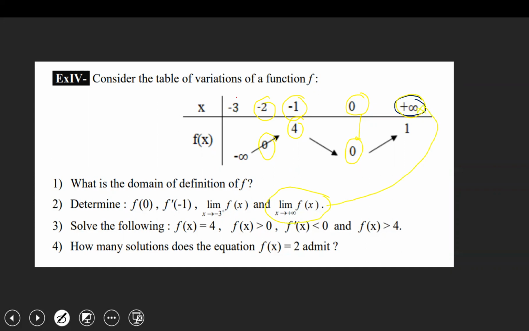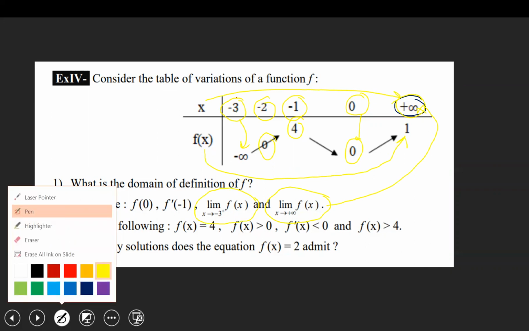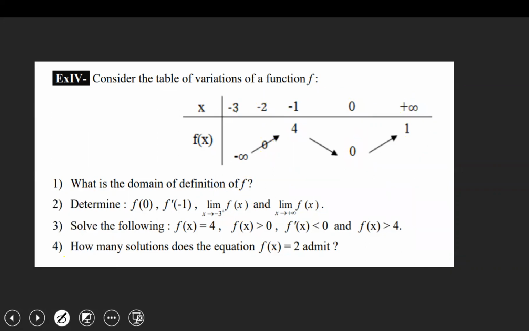What is the limit as x tends to plus infinity? That is, if x is plus infinity, what is the value of y? It is 1. And what is the value of f when x is -3? The output is minus infinity. Okay? So let's write the answers now.